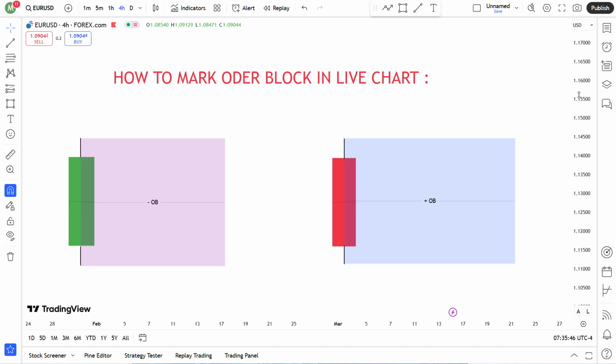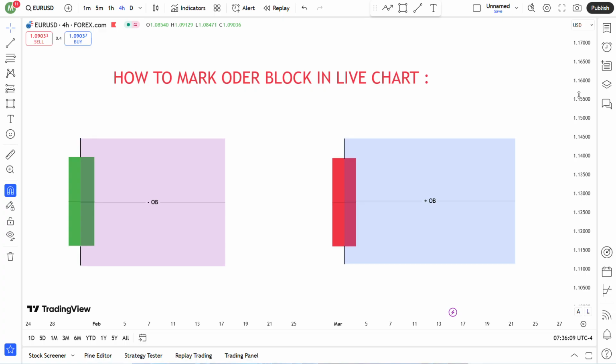In this video, we are going to see how to draw the order block in the live chart. In the last video, I taught the theory about what an order block is, how to enter a trade in the order block, and how the order block forms in the market. Now we can recall what an order block is.